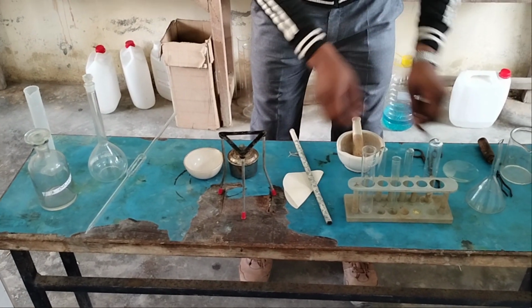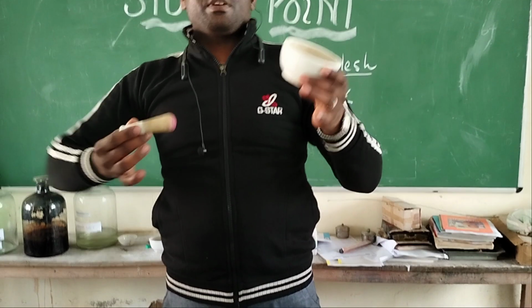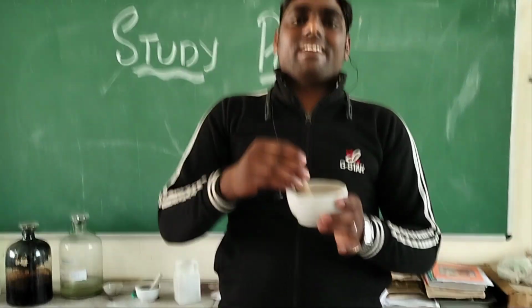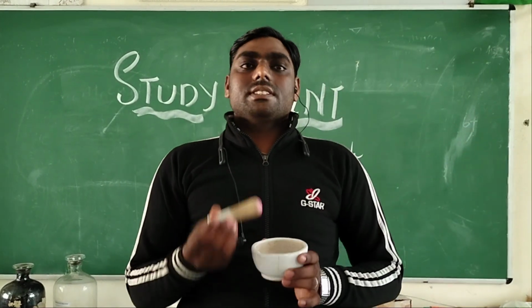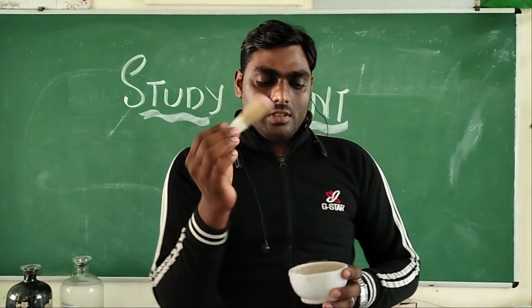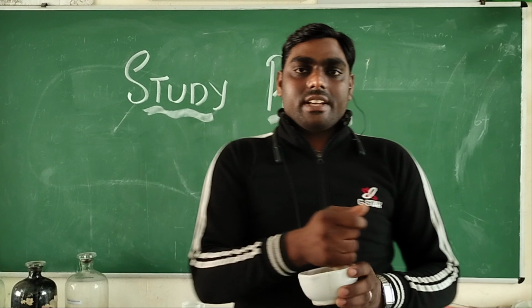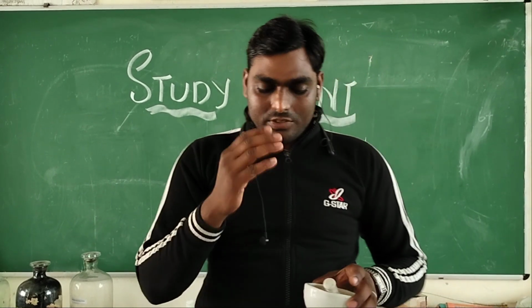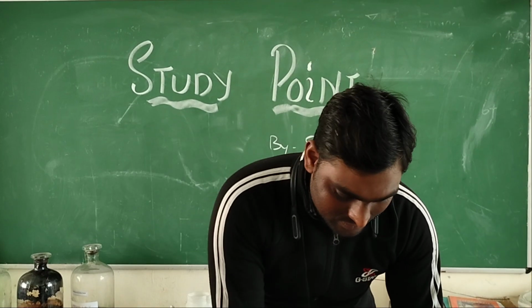Next thing is this, mortar and pestle. It is used to crush and grind the chemical substances into fine powders. This is the mortar and this is the pestle. So mortar and pestle are used to crush and grind the chemical substances into fine powders.